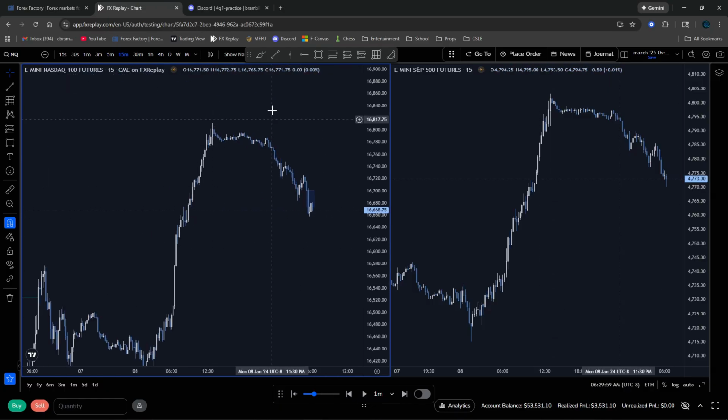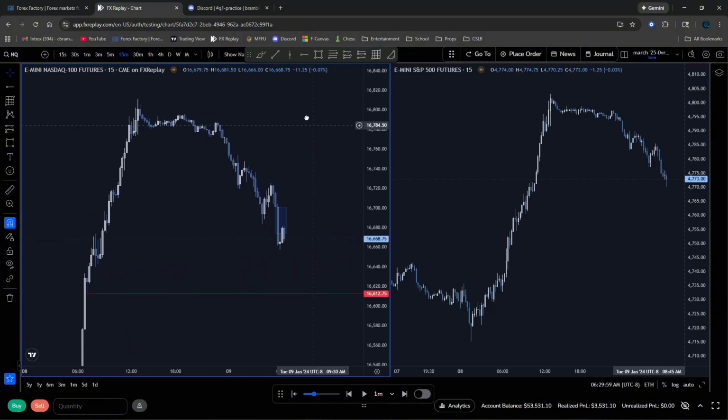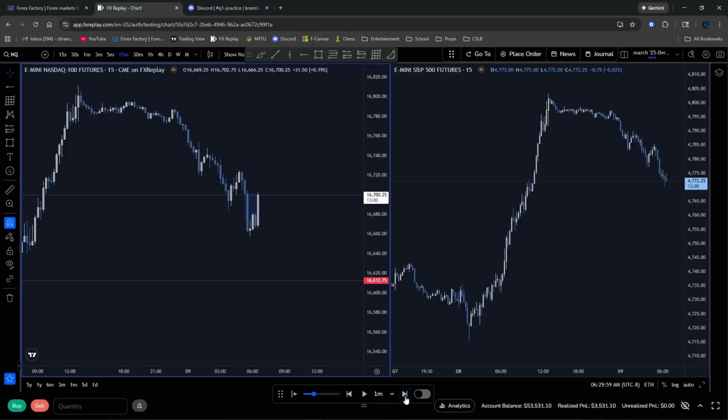However, you have no real target, right? I mean, you could target gaps, opposing PD arrays, but I don't like that as much as actual liquidity targets.